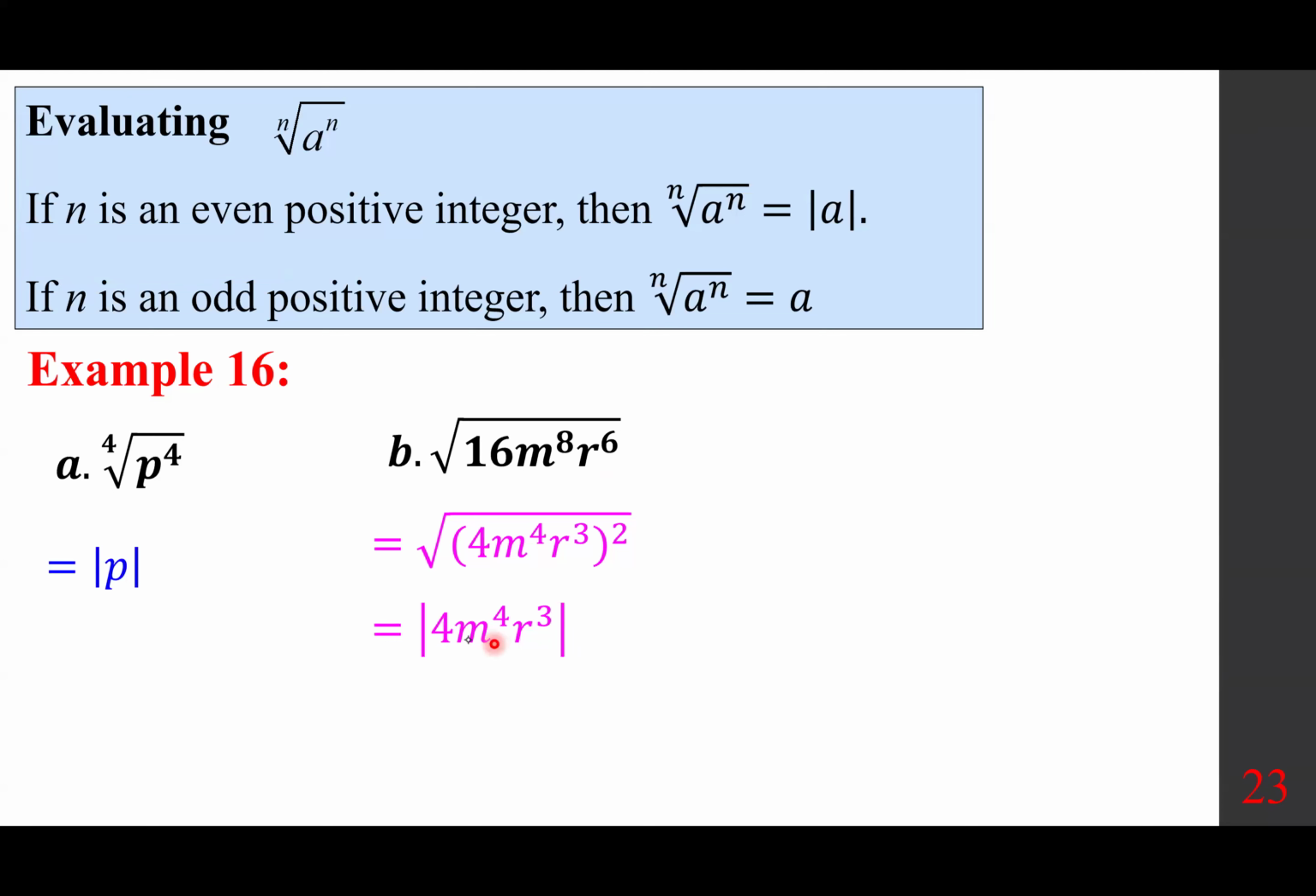Now, notice this part, we can take it out because 4 is a number. The absolute value is 4. And m to the power of 4, regardless of the value of m, is always positive because we are raising it to the power of even. Okay? R cubed. Now, the second method is, of course, this one. The square root is 4. This one, you divide 8 by 2 and you get 4.